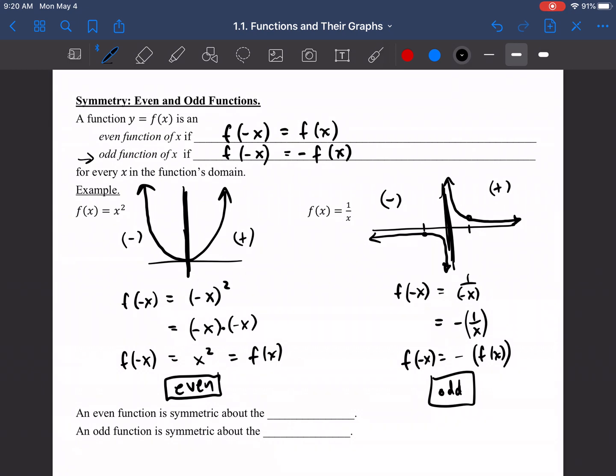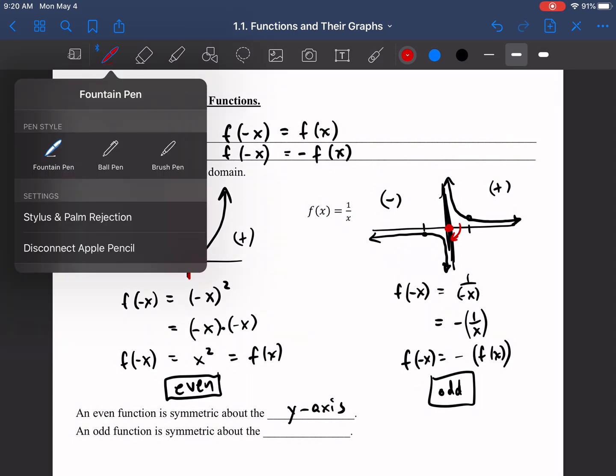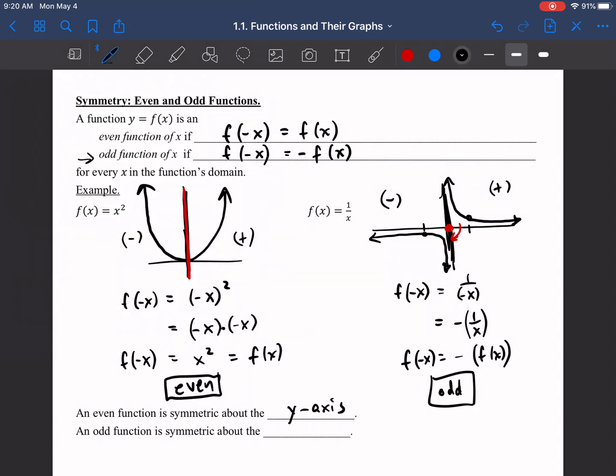An even function is symmetric about the y-axis. So it's symmetric right here. It's like a mirror image of itself across the y-axis. Whereas an odd function is symmetric about the origin. We can rotate it around the origin like that and it'll rotate around and end up lining up on itself. So it's symmetric about the origin.